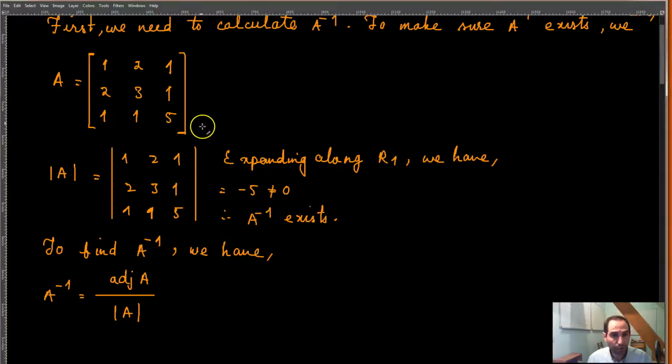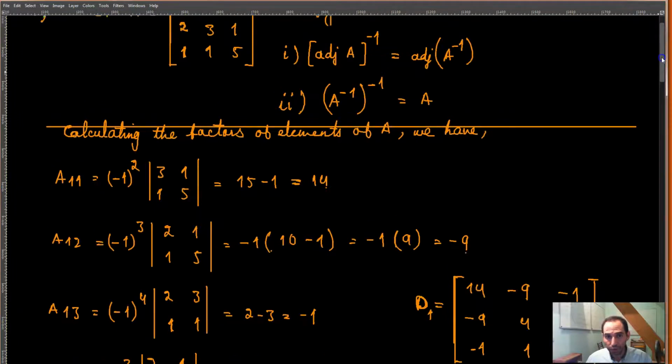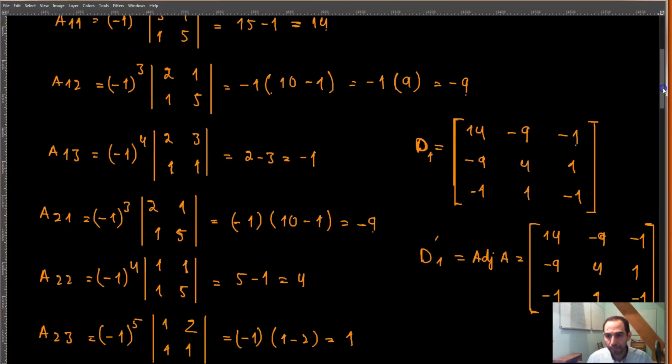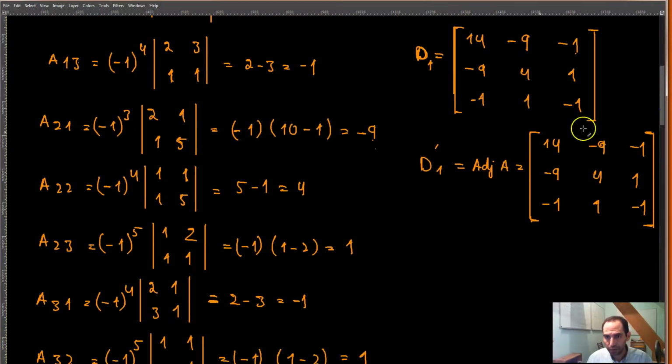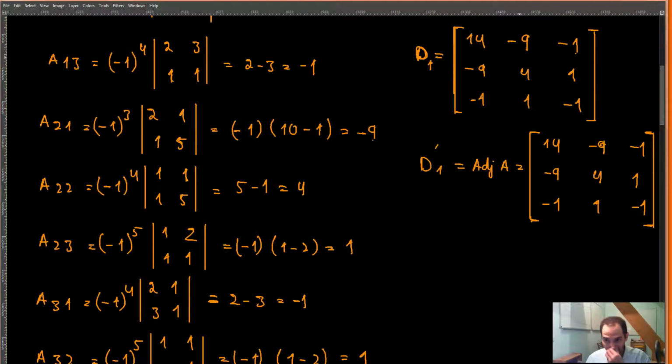Now the adjoint of A we have already calculated in the previous step, I suppose. Because as we went over here, as you can see here, we calculated the cofactors of this. These are actually the cofactors, not the factors. These are the cofactors of the elements of A, and this is the adjoint of A. So this matrix, I can use it in order to find the inverse of A.